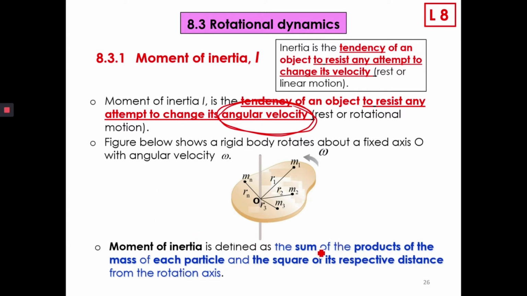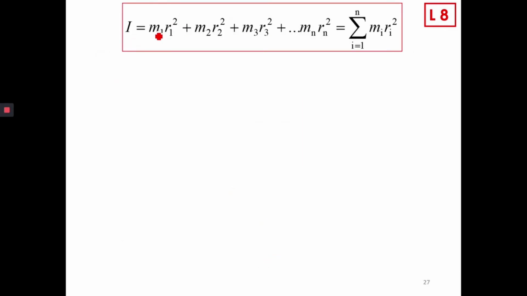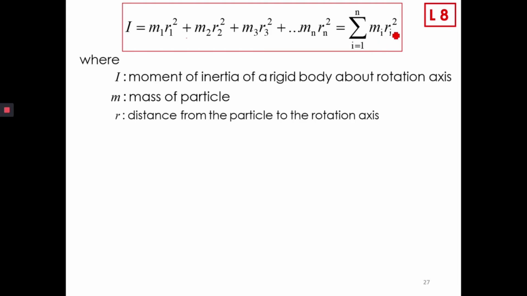Now, moment of inertia is defined as the sum of products of the mass of each particle and the square of its respective distance. So, for each particle we have mass 1, mass 2, mass 3, and so on, with distances R1, R2, R3, and so on. So moment of inertia is I equals M1 R1 squared plus M2 R2 squared plus M3 R3 squared, and so on, which is basically the sum of Mi Ri squared. I is moment of inertia, M is mass of particle, and R is the distance from the particle to the rotation axis. On one object, you have a number of particles.